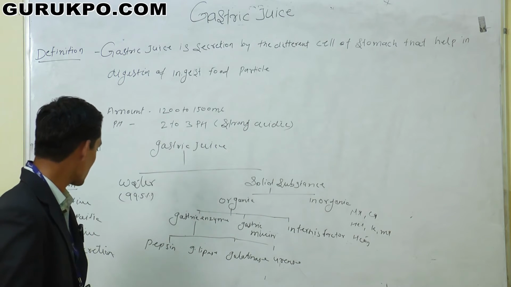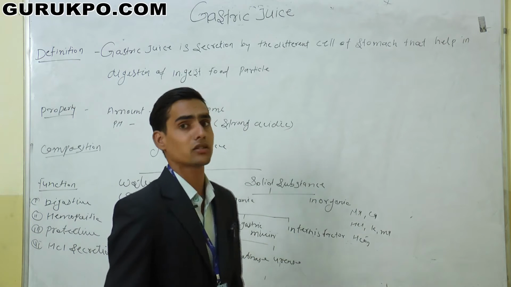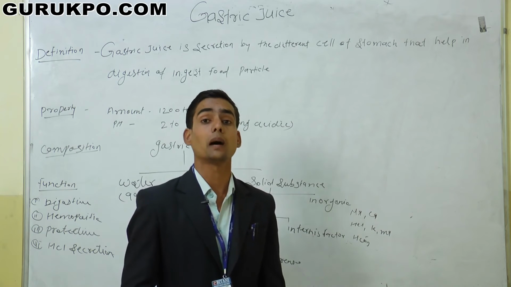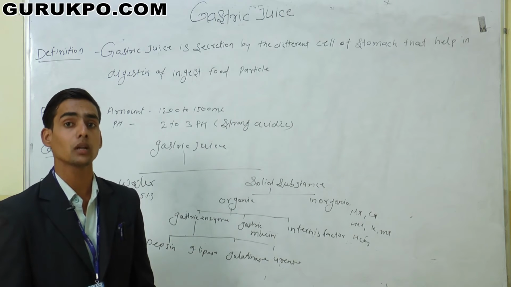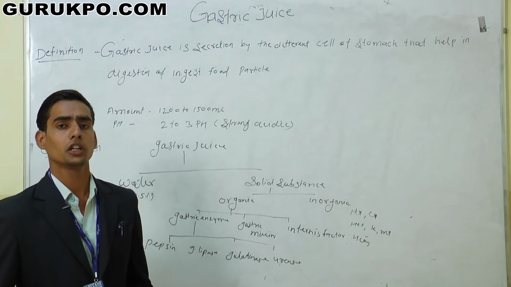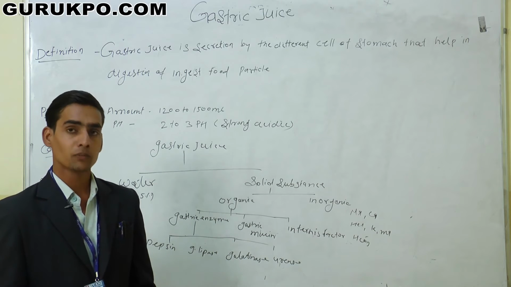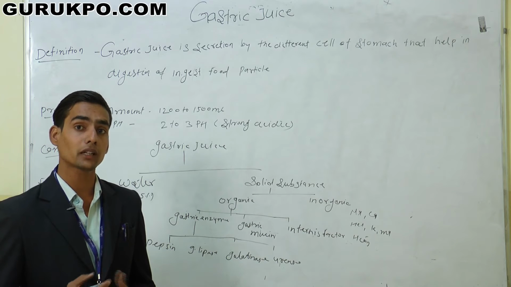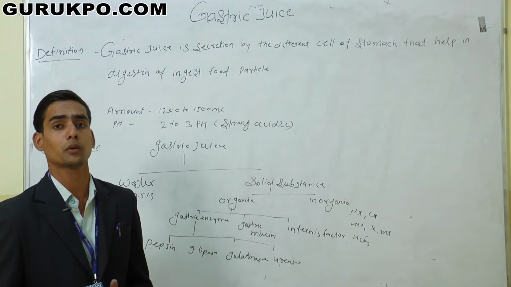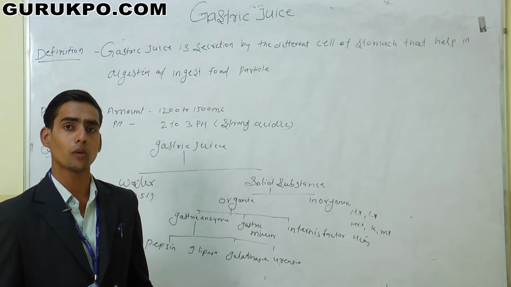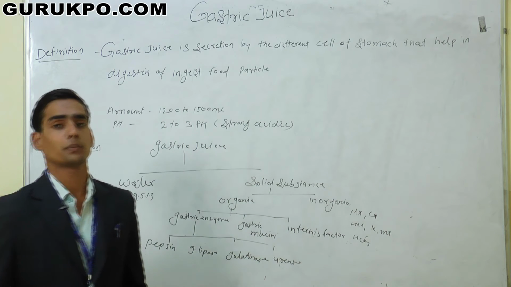And the third function is the protective function. In the stomach, mucin is secreted by the globular cells and mucin cells present in the mucosa of the stomach, and it protects the stomach from auto-digestion by hydrochloric acid. So it is a protective covering made on the submucosa and mucosa layer that protects from auto-digestion by hydrochloric acid.